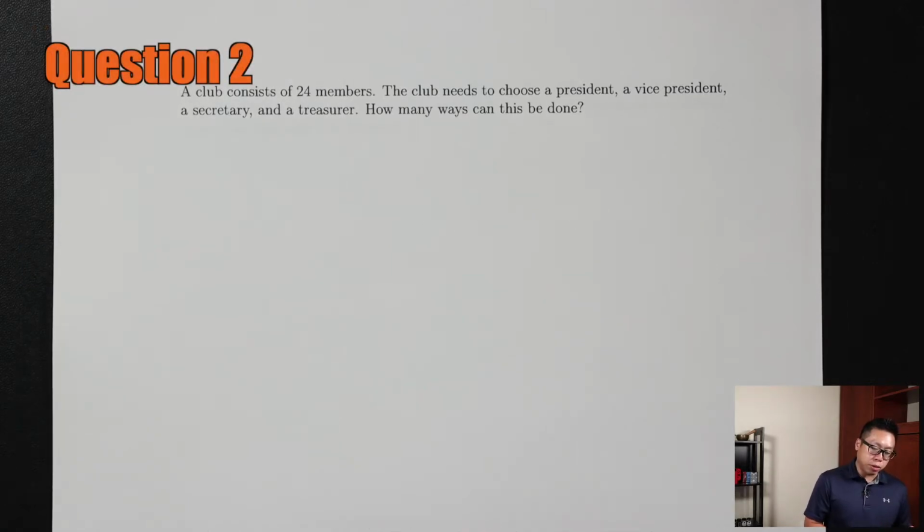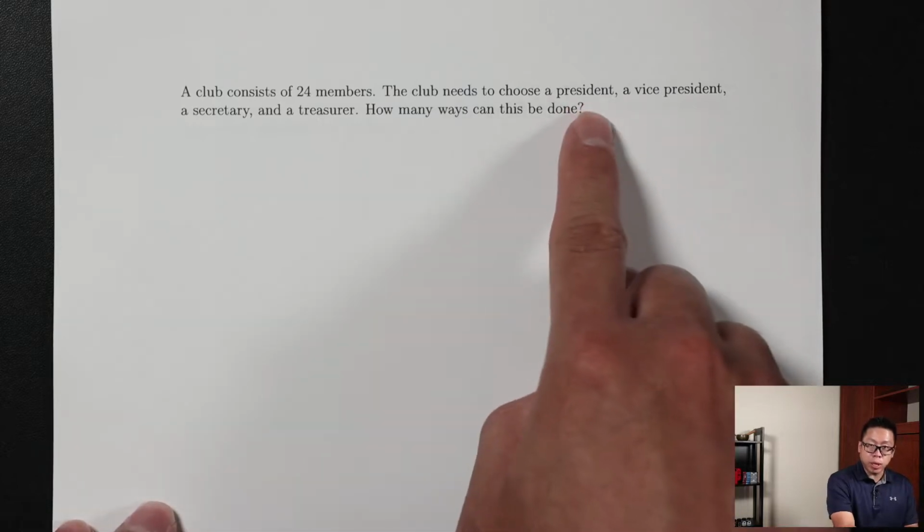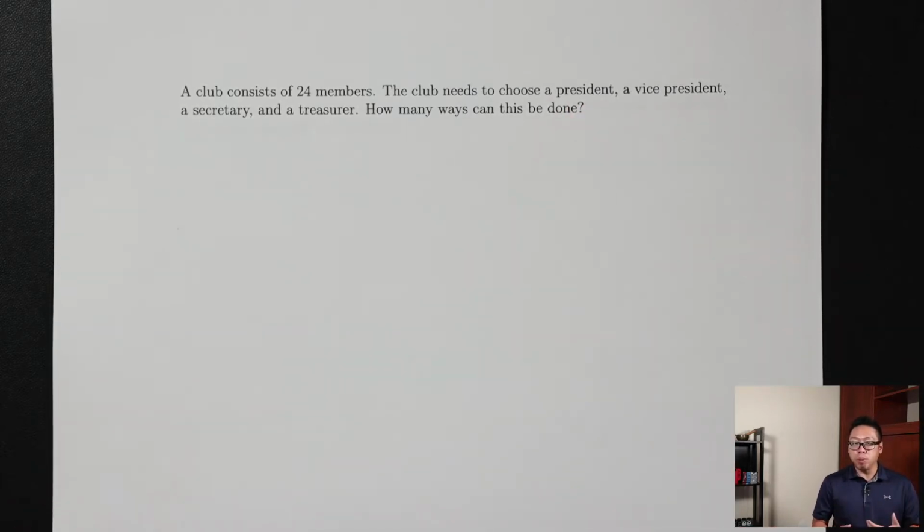A club consists of 24 members. The club needs to choose a president, a vice president, a secretary, and a treasurer. How many ways can this be done? First question we need to ask is, does the order that we pick these people matter? Yes, it does, right? The first person we're going to pick is going to be president. The second person is going to be vice president, and so on. So the order determines their job. So the order does matter here, which means this is a permutation question.